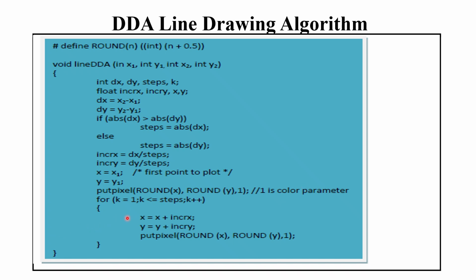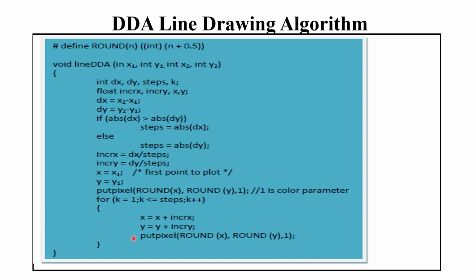Next, what is this k? How many times is this calculation going to happen? So when k is equal to 1, we are starting with the first point, that is the starting point. And how long will this execute? Steps. We have calculated steps here. Absolute value of dx and absolute value of dy, either this or this. So that denotes the number of times we are going to calculate the intermediate points.